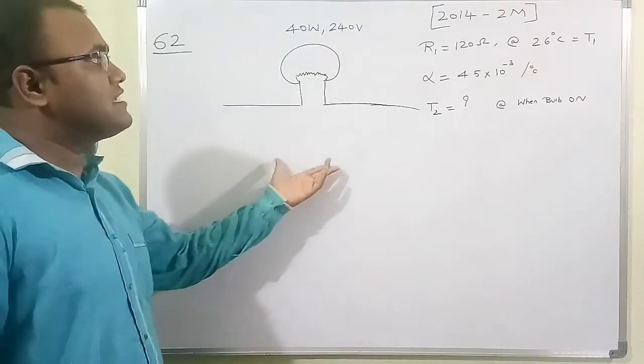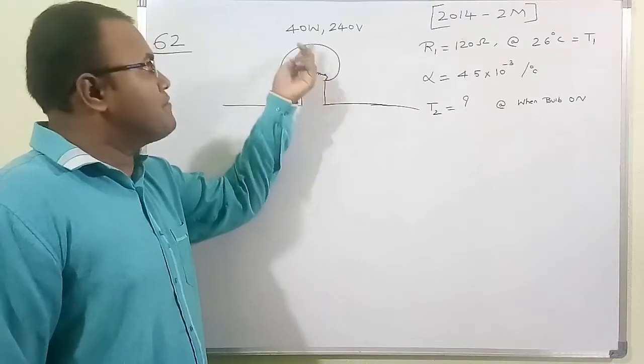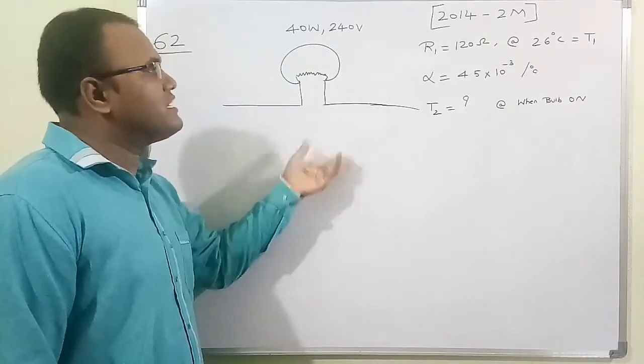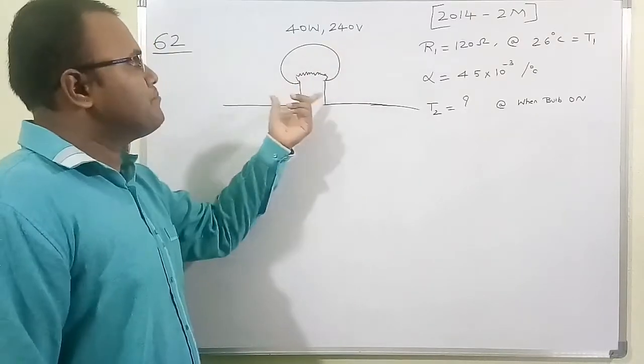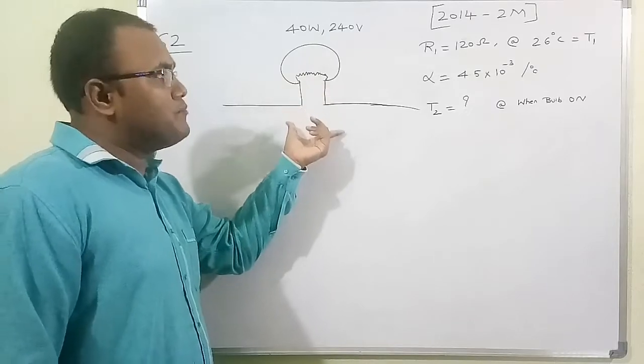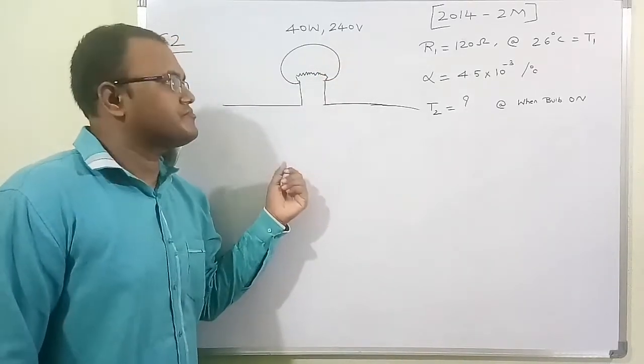Suppose we give less than the 240 volt supply, then the bulb will dissipate a power which is less than 40 watt. Suppose we give a voltage which is more than the rating, then the bulb is going to give more power. But if you supply more than the rating, then the bulb may get damaged.